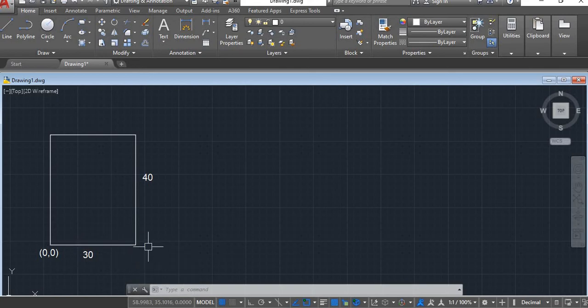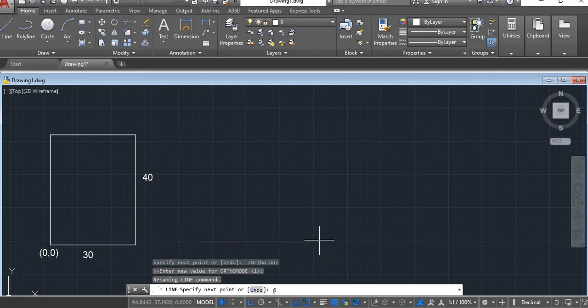And the coordinate of this line will be at 30, 0. The horizontal length will be 30 and the y distance will be 0. So we take the line command and specify the first point here, and then specify the next point, so we type shift 2 (the at symbol) and then 30, 0.